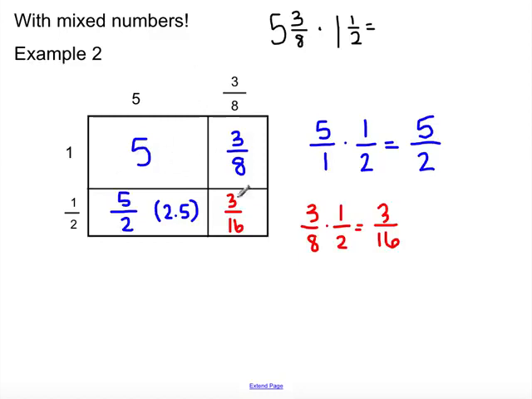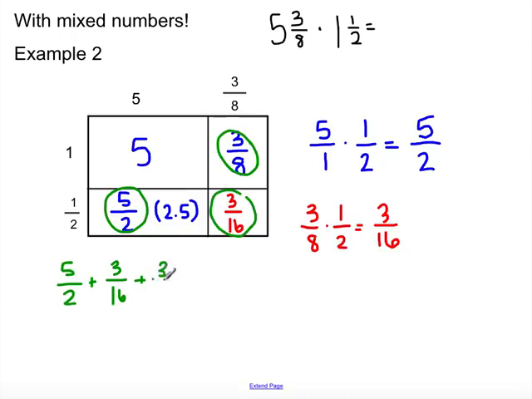Alright, and now I need to add all of these numbers together. And I'm going to add up all my fractions first. So these 3. I have 5 over 2 plus, and I'm going to make myself a little more room. I have 5 over 2 plus 3 over 16 plus 3 over 8. Now this is fantastic because we have 2, 16, and 8 as our denominators.